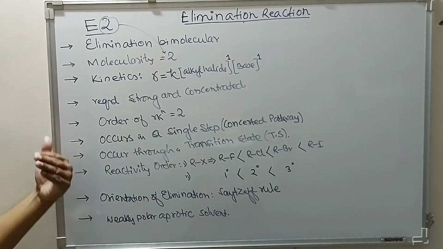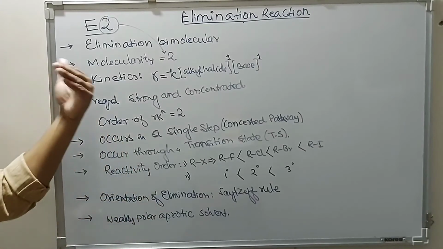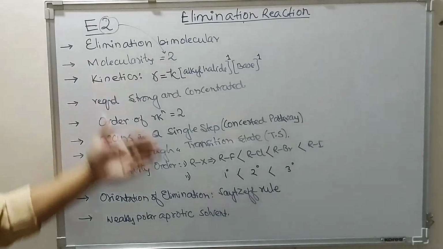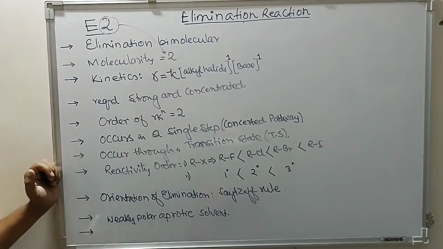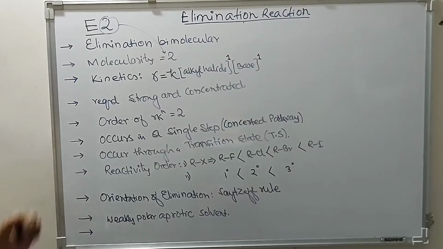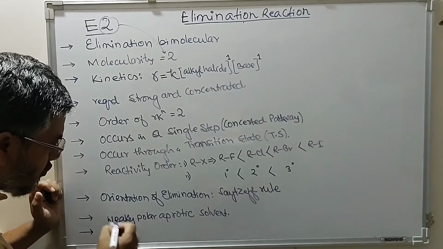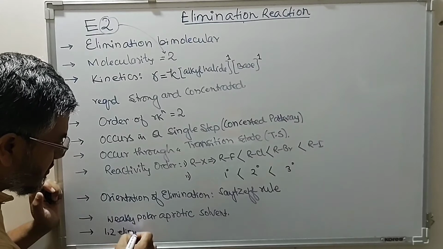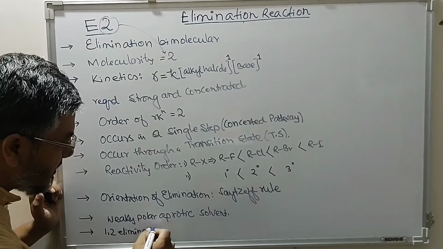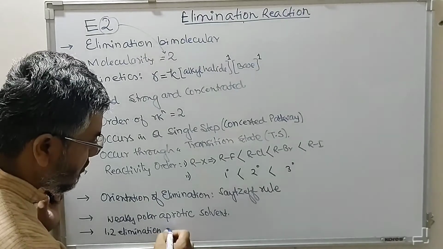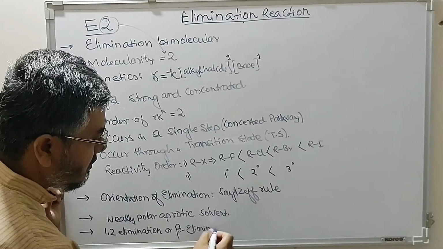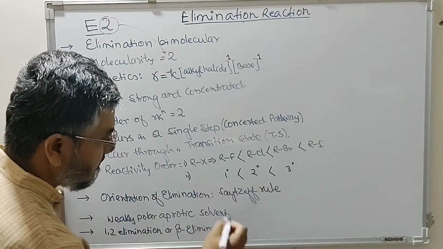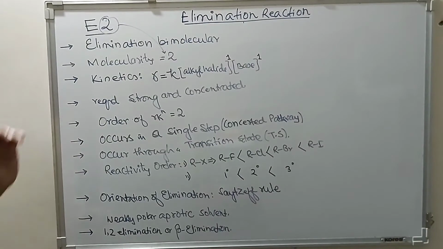So from this mechanism we can explain why this reaction has so many features. This E2 reaction is also known as 1,2 elimination. I'll tell you what is the meaning of 1,2 elimination. 1,2 elimination or simply beta elimination.